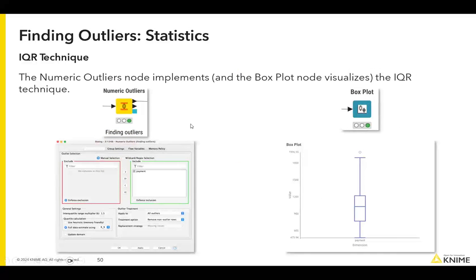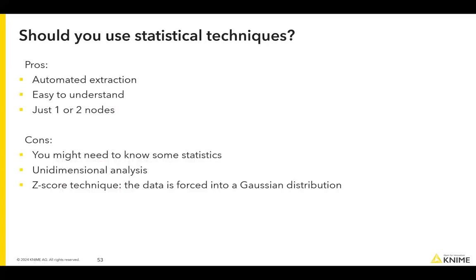In KNIME Analytics Platform, you can implement this with just one node, called Numeric Outliers, and you can additionally build a box plot to visualize the same thing. The advantage of this technique is that you can automatically detect the outliers. It's still a very easy technique to understand, and in Analytics Platform, you just need one or two nodes to implement it.